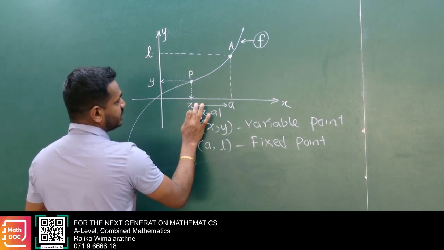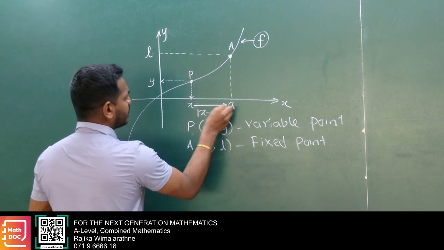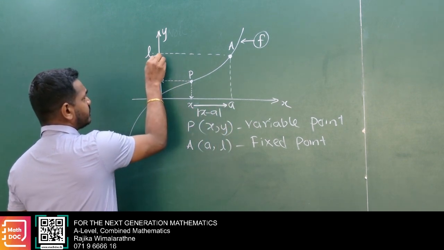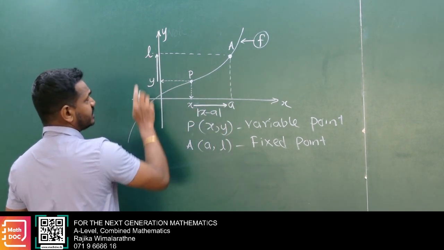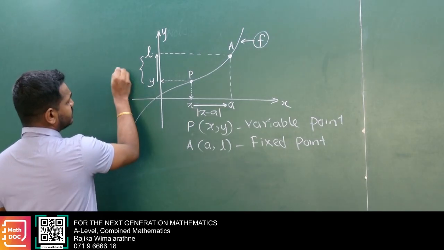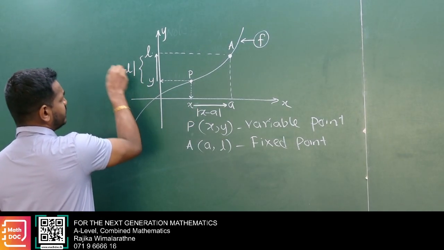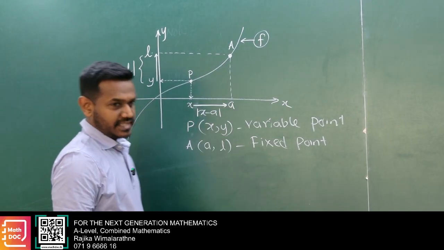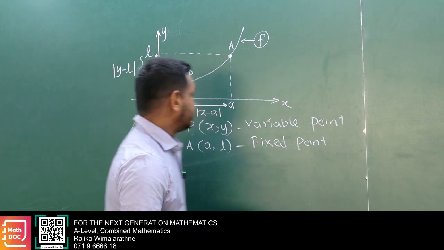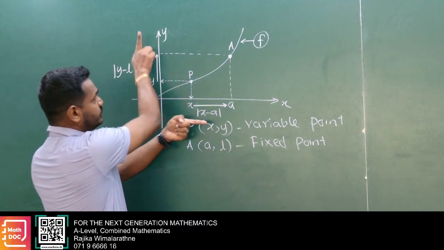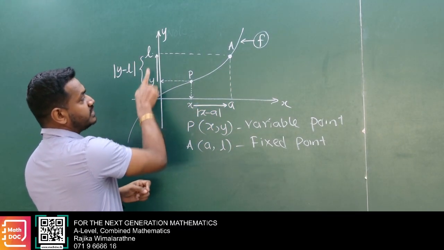So when it moves like this, then y moves like this. So as x varies, y varies. Then let this distance be modulus of y minus L. So as x goes to a, y goes to L. Therefore, y means our function.